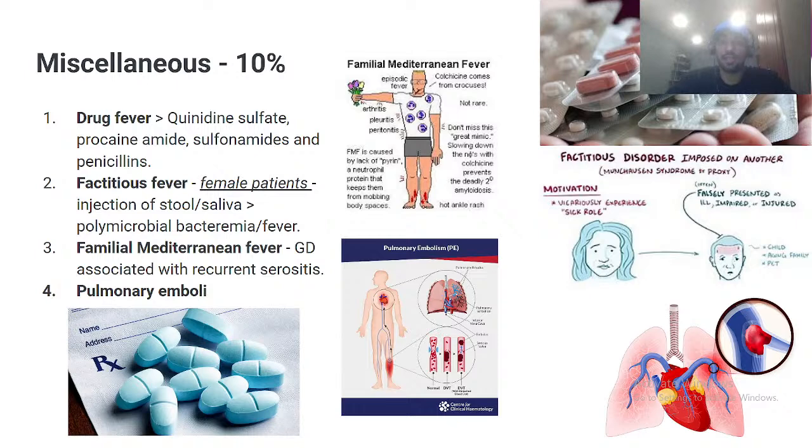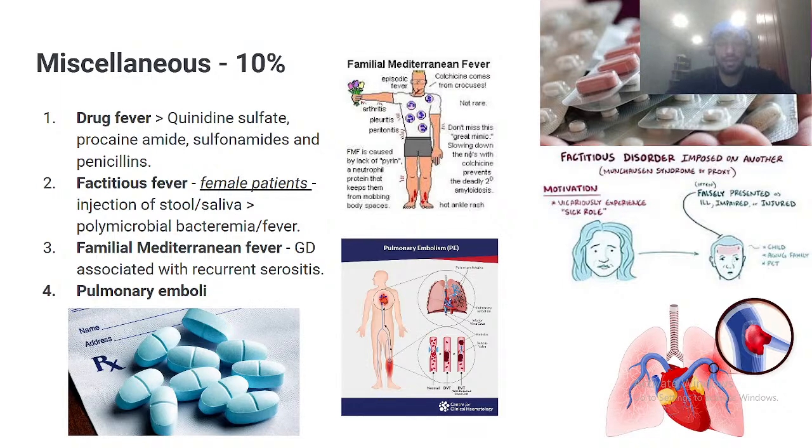The other one is miscellaneous diseases, which can constitute 10% of the causes that lead to a fever of unknown origin. It is due, for example, to drugs in the first place, such as quinidine sulfate, procainamide, sulfonamides, and penicillins. Also, we can see it in infectious fever, which mostly occurs in females. This infectious fever actually occurs in females who have a medical background.